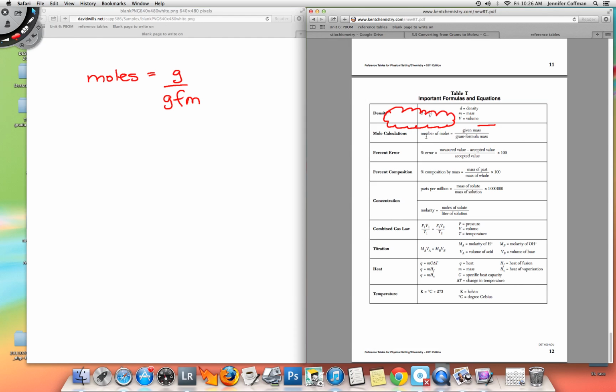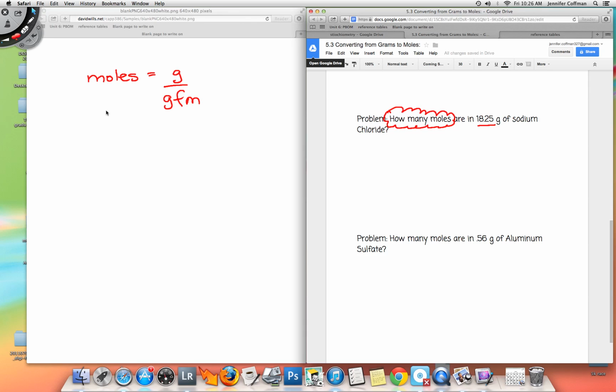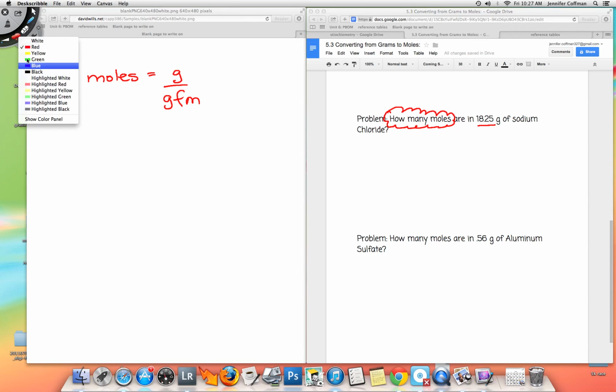Look right here. Remember, moles equals grams, which is the given mass, over gram formula mass. So I just wrote it grams, which is the given mass. That's what's given to you in the problem, divided by gram formula mass. Okay, so we were given in this problem 18.25 grams. That's my given mass. Okay, so now I have to calculate gram formula mass.